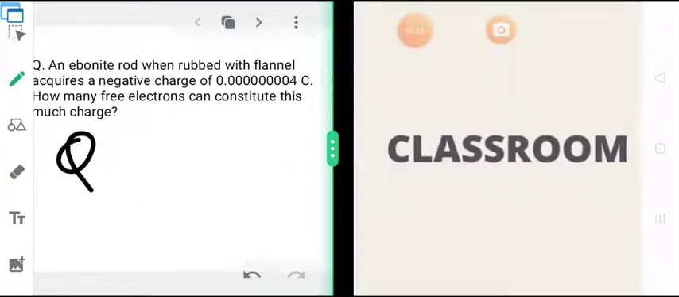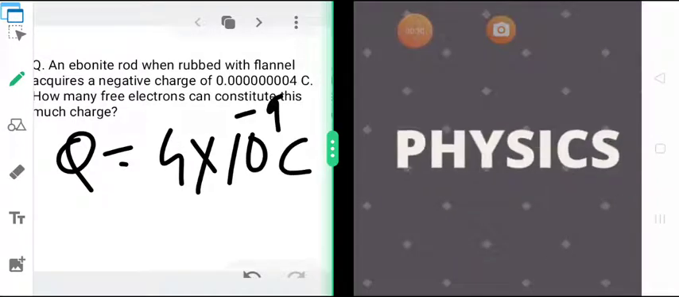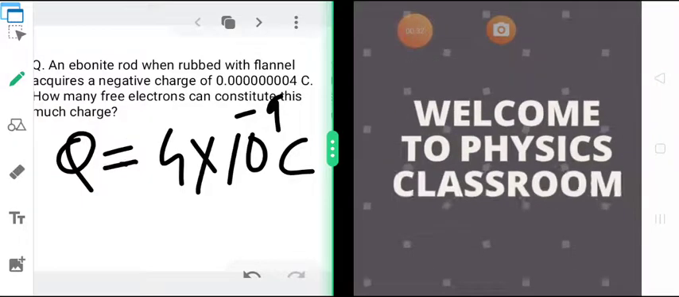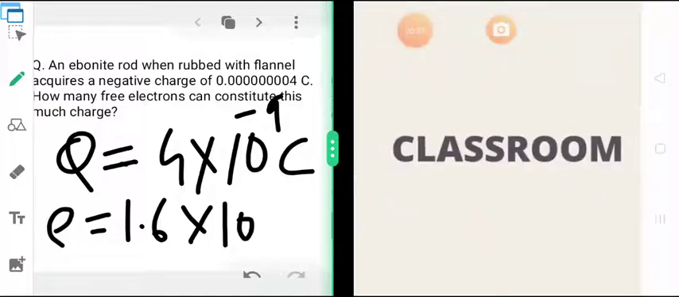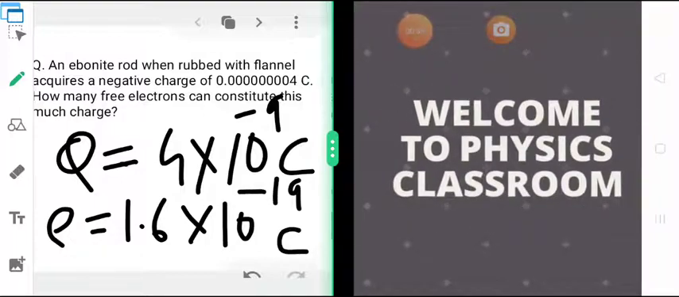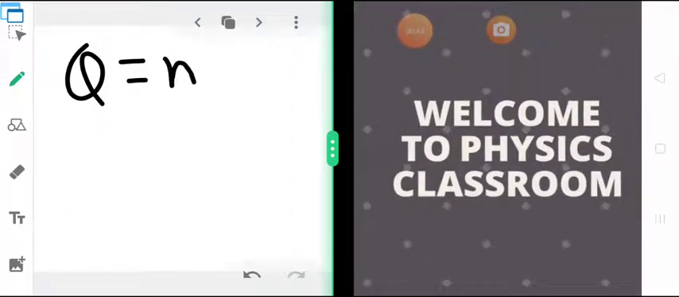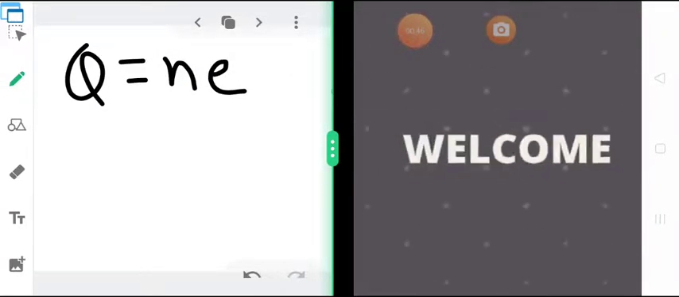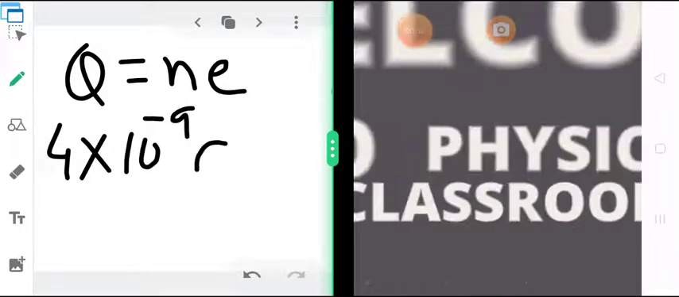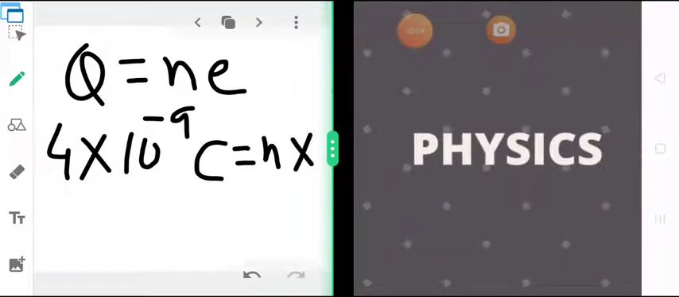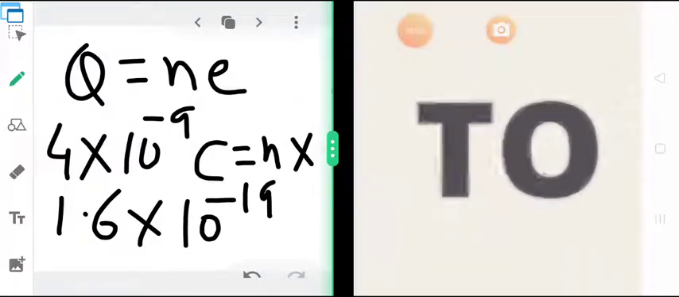So, the given values: Q is equal to 4 into 10 to the power minus 9 coulombs. As we all know, the value of elementary charge is 1.6 into 10 to the power minus 19 coulombs. Using these two values and the formula Q is equal to N into E, we can get 4 into 10 to the power minus 9 coulombs equals N multiplied by 1.6 into 10 to the power minus 19 coulombs.